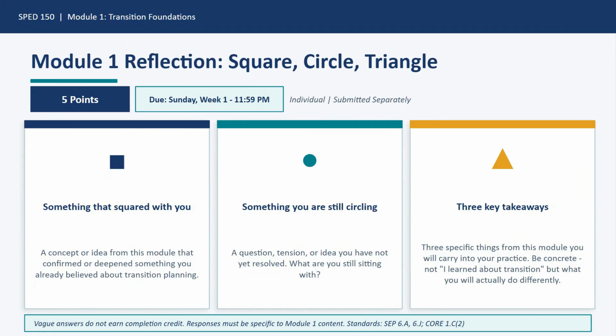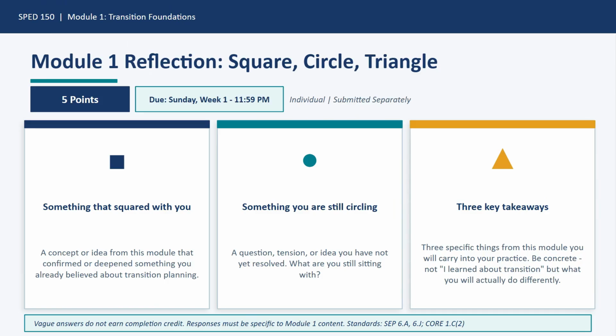Here are the readings for Module 1, organized by category. In the law and policy category, you have an anchor resource. The first is the IDEA 2004 definition of transition services. I want to encourage you to read the actual statutory language, not just a summary of it. Knowing what the law says in its specific words is essential when you are in an IEP meeting and someone challenges any type of planning decision.